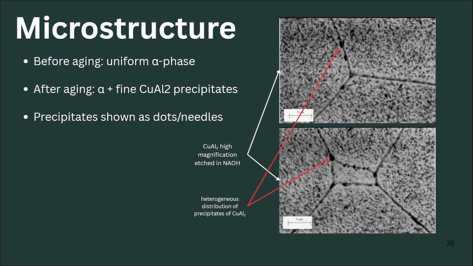Here's how the microstructure changes. Before aging, the alloy is mostly uniform alpha phase. After aging, you can see fine needle-like or dotted shape structures, which are copper aluminum precipitates dispersed in the matrix. These precipitates are responsible for the mechanical strengthening.